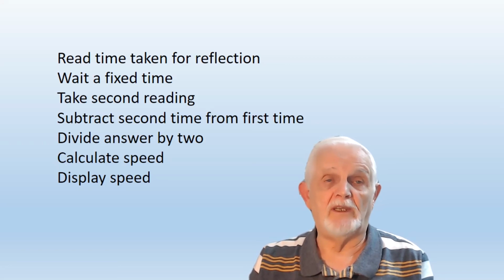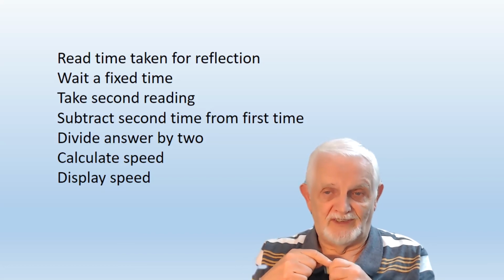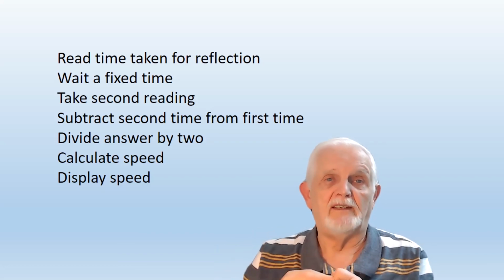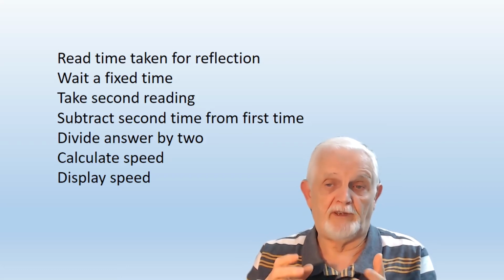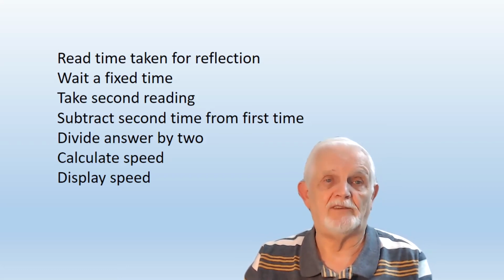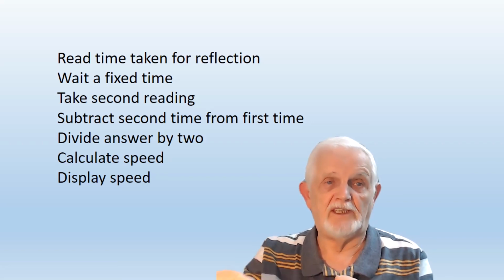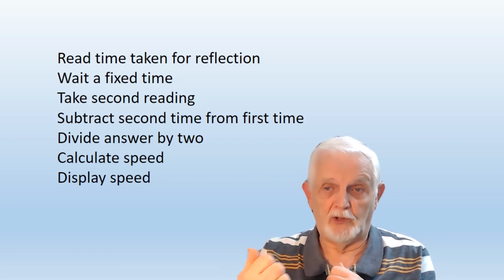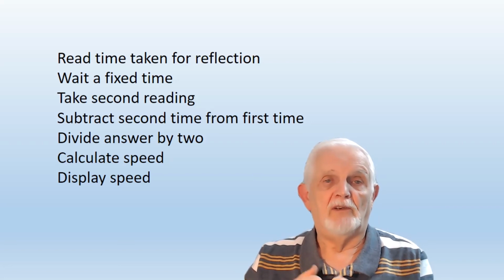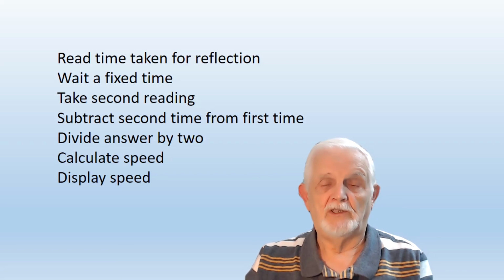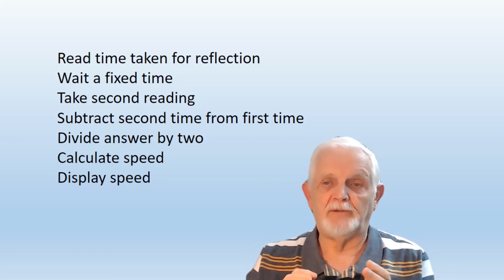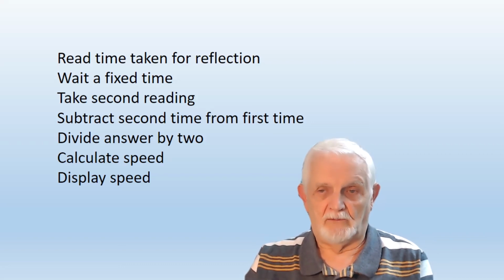So the code is going to be, take your first reading, signal will bounce off the object and back, and you can note the time it took to do that. Then you wait your fixed time, you know the time you're going to wait, and do it again. Take a second reading. The loco is now closer to your reading head, and therefore the time will be shorter. So we now have two time readings. We take the lesser from the larger, and we now look at the difference.